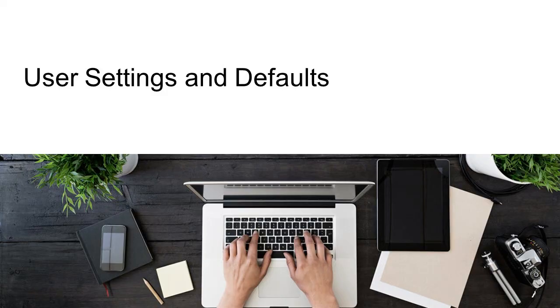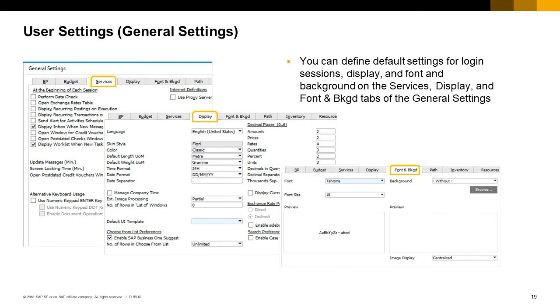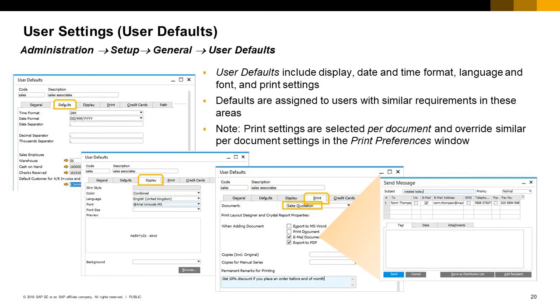Now let's look at user settings and defaults. In the general settings you can define the default settings that will be applied to user accounts. These settings include actions at the start of each login session, display language, date and time formats, and fonts and backgrounds. In the User Defaults screen, you can define a set of default settings and assign them to user accounts. You assign a code to the set of defaults, and then select the code in the user account.